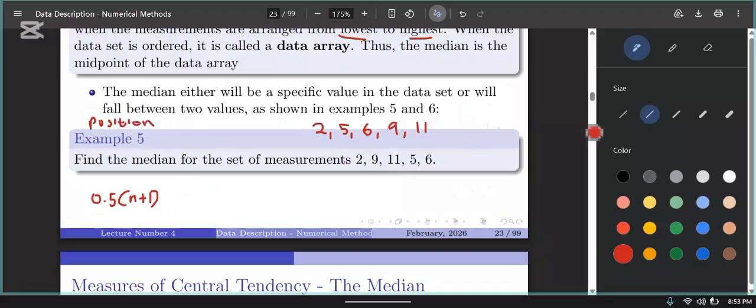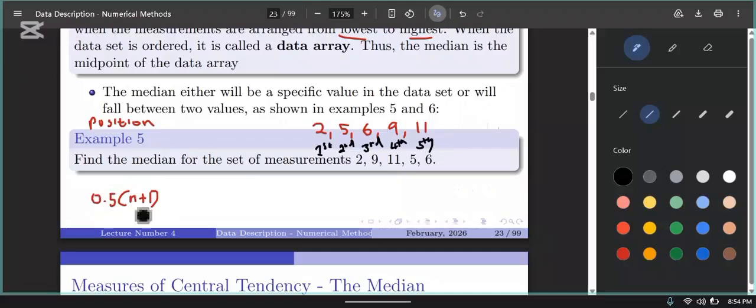So the positions are like this. This one is the first position, this one is second, this one is third, fourth, and fifth. So this formula will tell us simply the position.